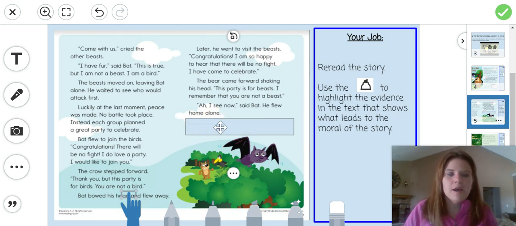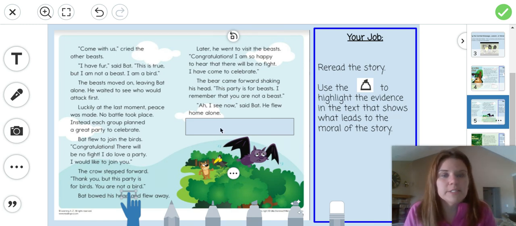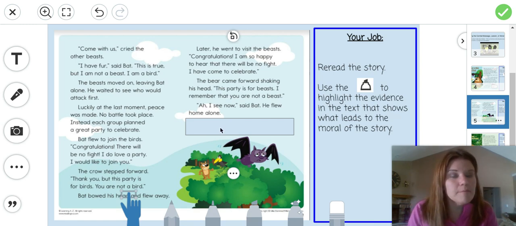All right, so in this story, Bat was invited to join some groups and he turned them down when there was some hard work to be done, when he knew he would have to help them. But then he wanted to join them when they were going to have a party. So I'm going to think for a minute what I would say the moral of the story is.